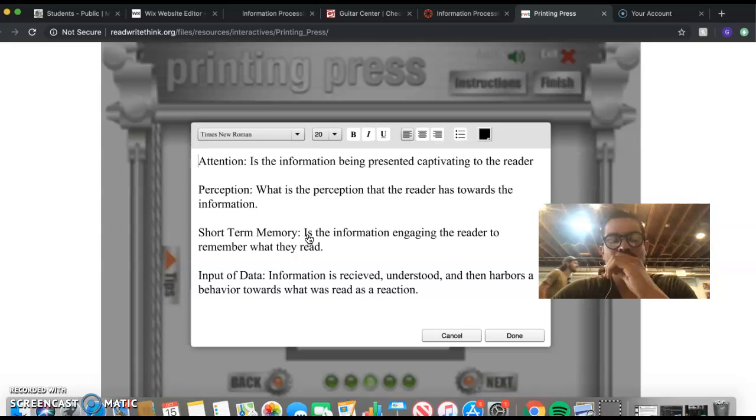The next one is perception. What is the perception? What is the point of view that the reader has towards the information? Are they understanding what the author is trying to write? Are they agreeing or disagreeing?